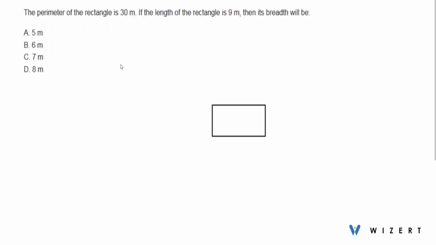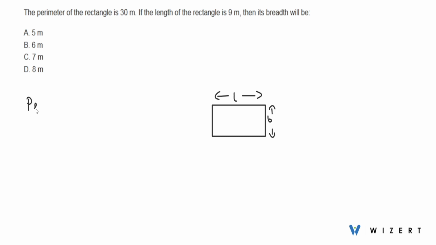According to the question, we have been given a rectangle whose perimeter is 30 meter and the length of the rectangle has also been provided, which is 9 meter, and we have to find the breadth. So this is the length and this is the breadth.